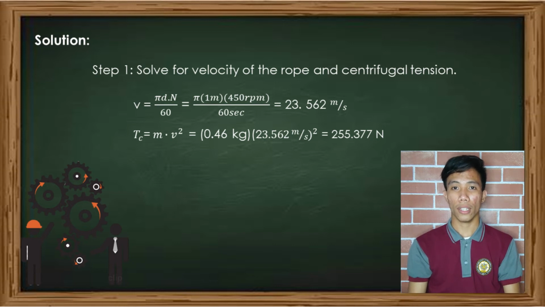To solve the centrifugal tension, the formula we are going to use is Tc is equal to m times v squared. Let's substitute the mass, 0.46 kilogram, multiplied by the velocity of the rope, 23.562 meter per second, squared. So it will be equal to 255.377 Newton.